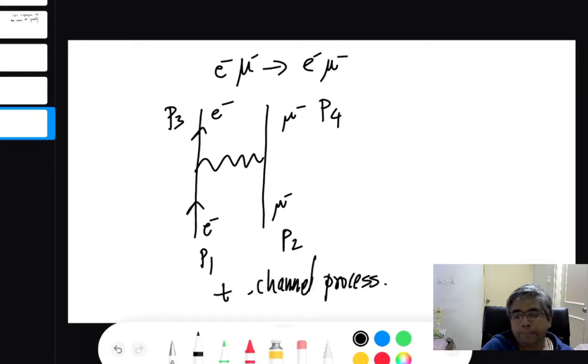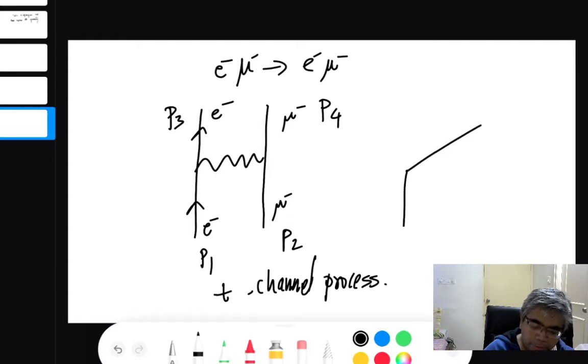I claim that this is the only diagram possible, because there is no diagram of this type, say an electron going to a muon, and the muon going to an electron.